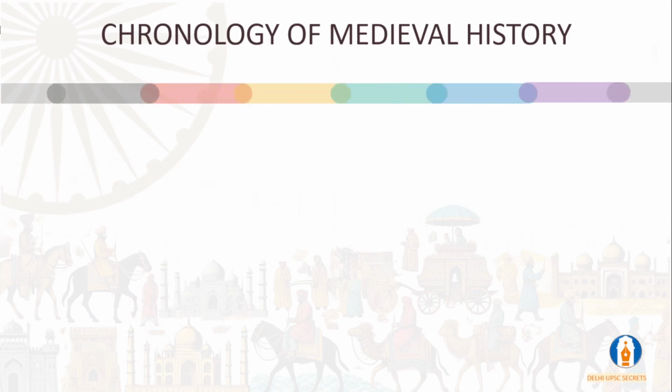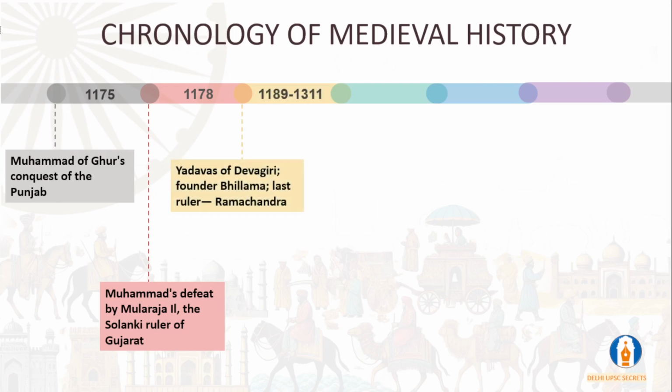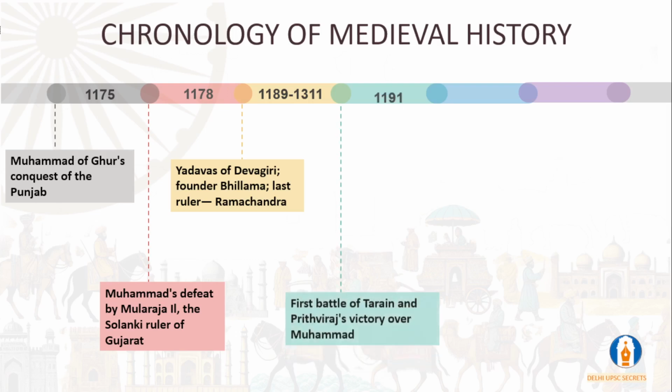See, you have various kingdoms that were rising. 1175 AD is a period where Muhammad of Ghori's conquest of the Punjab region happens. In 1178, Muhammad's defeat by Mularaja II, the Solanki ruler of Gujarat, happens. 1189 to 1311 AD is when the Yadavas of Devagiri, whose founder was Bhillama and last ruler was Ramachandra, happen in this particular period.